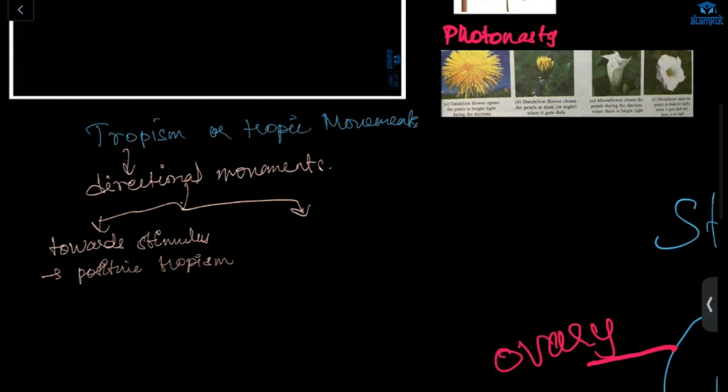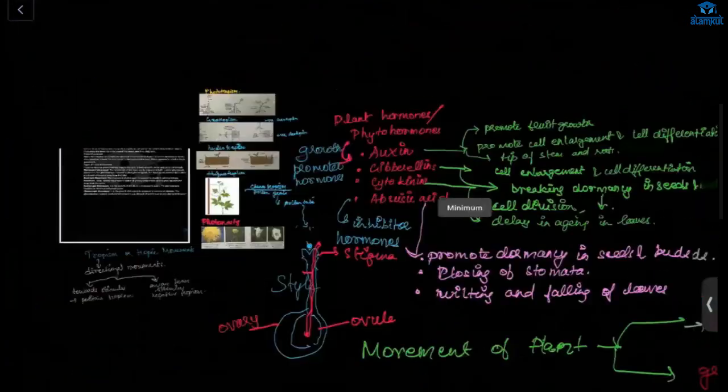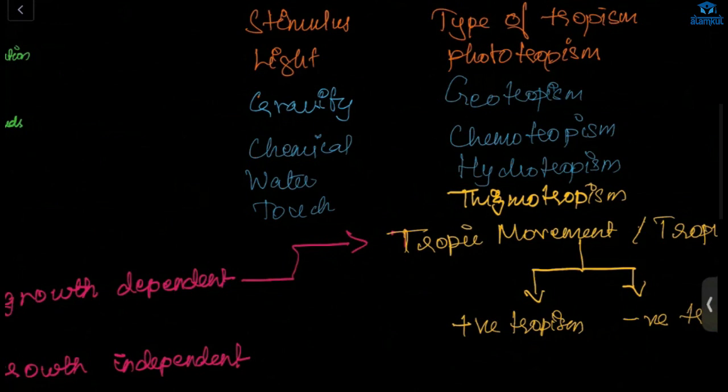And if it is away from the stimulus, then it is negative tropism. Now let's see the types of tropism. Here we have the stimulus and types of tropism. If the stimulus is light, then the directional movement is phototropism. If the stimulus is gravity, then it is geotropism. If the stimulus is chemicals, then it is chemotropism. If it is water, it is hydrotropism. And if it is touch, then it is thigmotropism.